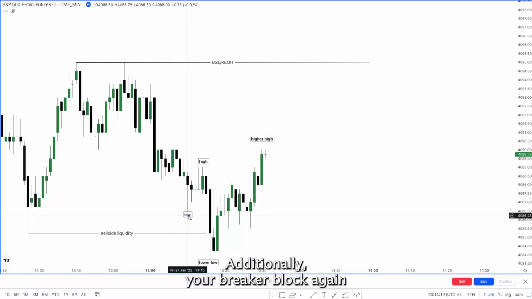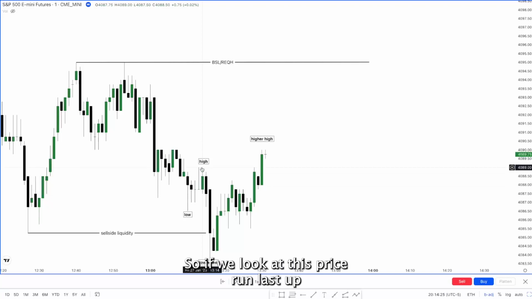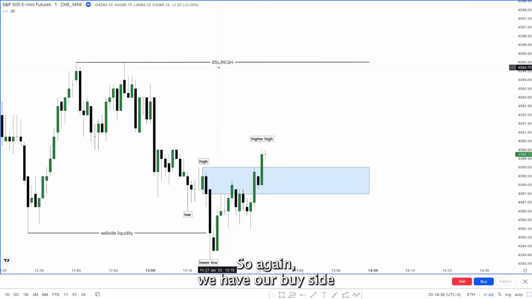Additionally, your breaker block, again, is going to be the last up close candle in this first price run, this low to high price run, right? So if we look in this price run, last up close candle is going to be right here. I'm going to mark that out as my bullish breaker. Okay, so again, we have our buy side liquidity, sell side liquidity, bullish breaker setup.